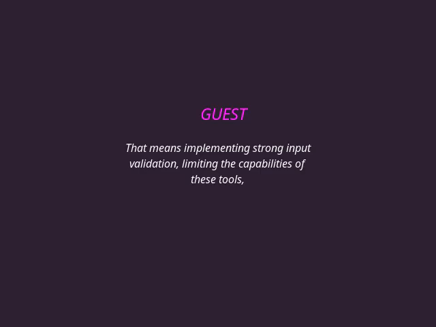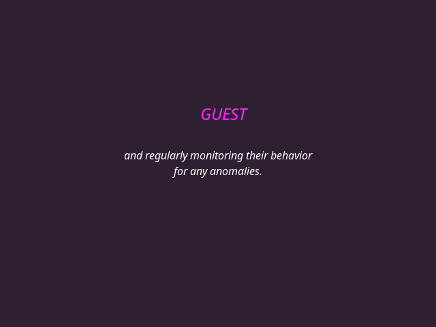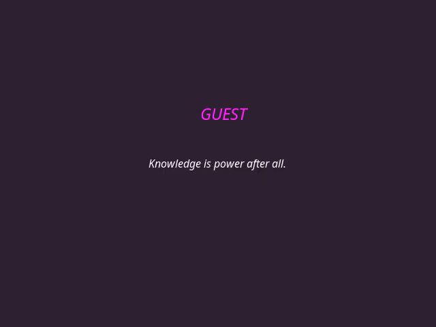Another crucial step is ensuring that your agentic tools have proper safeguards in place. That means implementing strong input validation, limiting the capabilities of these tools, and regularly monitoring their behavior for any anomalies, among other things. And finally, Diya, I'd encourage everyone to stay curious and keep learning about emerging threats like prompt injection. The more we know about how these attacks work, the better equipped we'll be to protect ourselves and our organizations. So let's all strive to become cybersecurity ninjas. Knowledge is power after all.